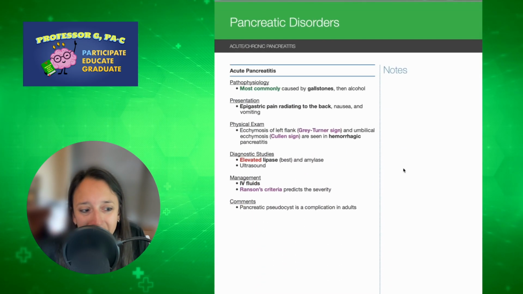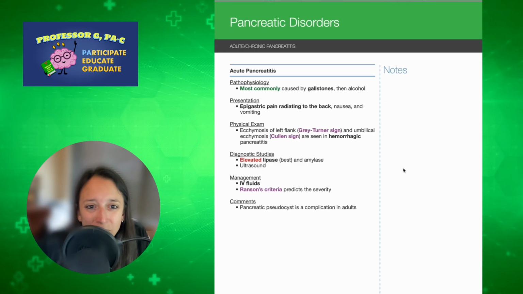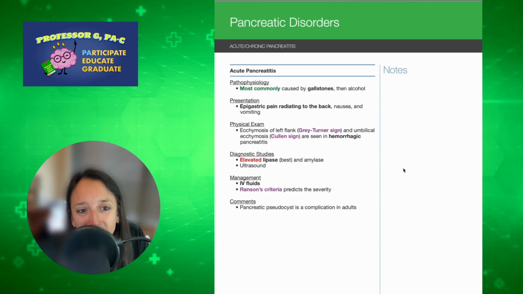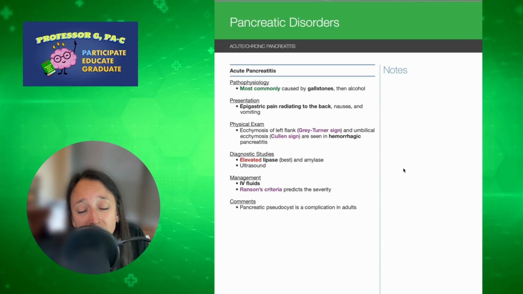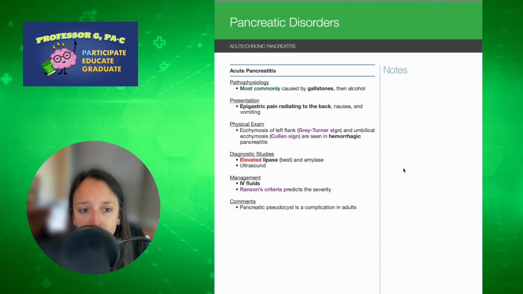Pancreatic disorders. So acute pancreatitis, we'll see it most often caused by gallstones and then alcohol. They usually have an epigastric pain that radiates to the back along with nausea and vomiting. Essentially, they have a burning on the inside. So it's very, very painful, and we treat it kind of like a burn.